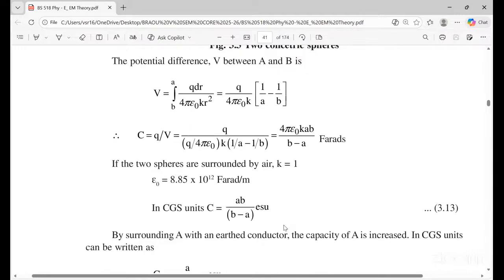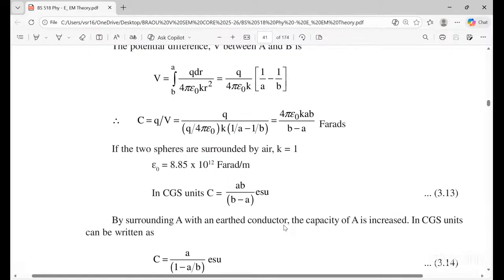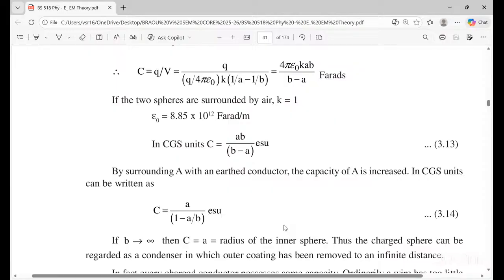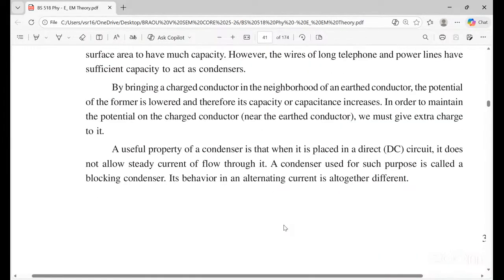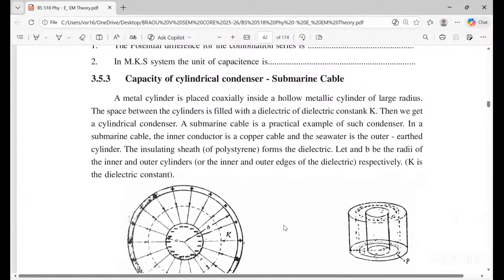V equals 1 by 4 pi epsilon naught into Q, times (1 by a minus 1 by b). Later on, you may get 4 pi epsilon naught K ab by (b minus a). The thing is that here we are calculating C equals Q by V. In calculating that potential value, if you substitute the V value and simplify it, you get the C value, the capacitance. Next, cylindrical condition.